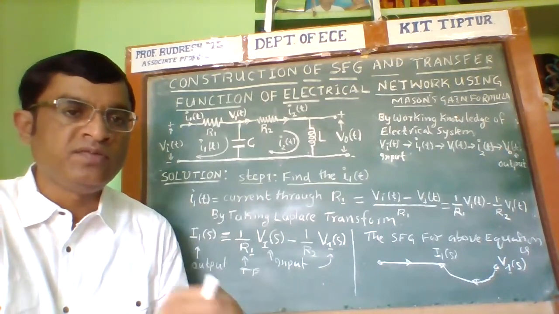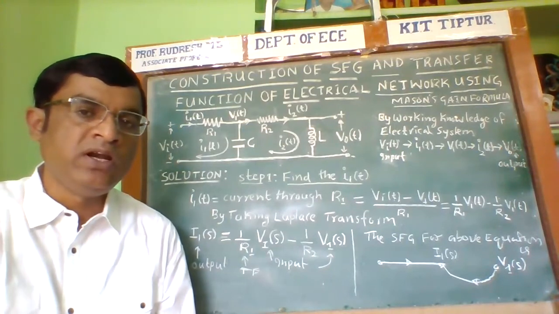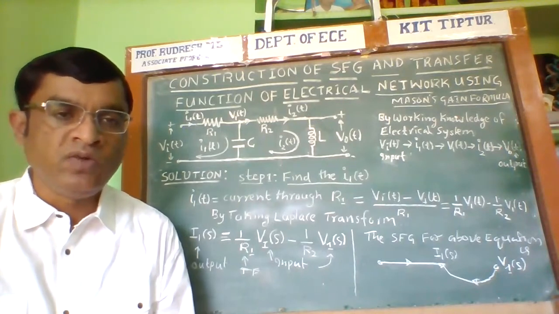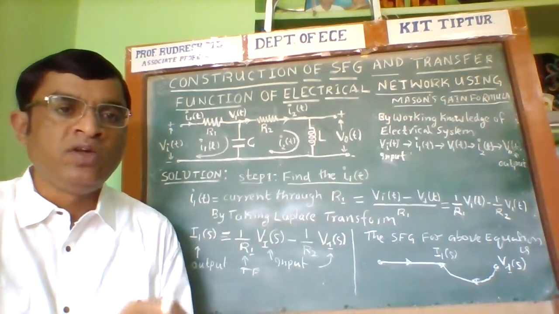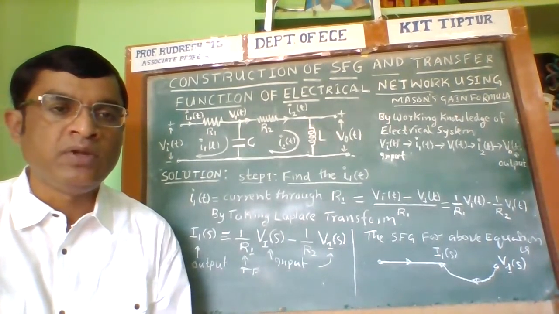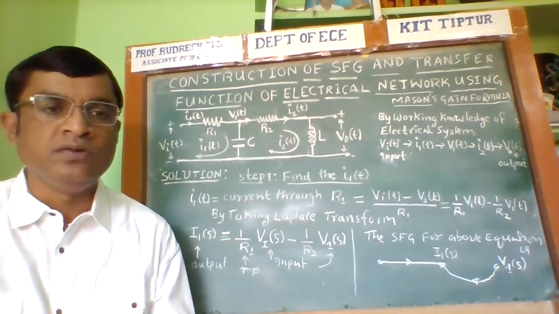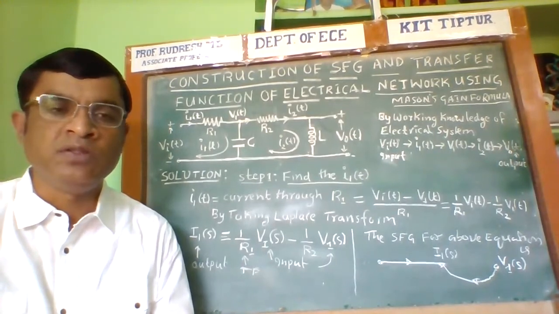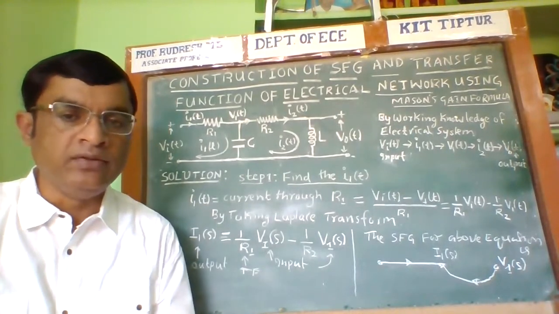By working knowledge of the system, we should identify which are the constants and which are the variables in those equations. Usually nodes are assigned to the variables, and the branch carries the transmittance or gain.